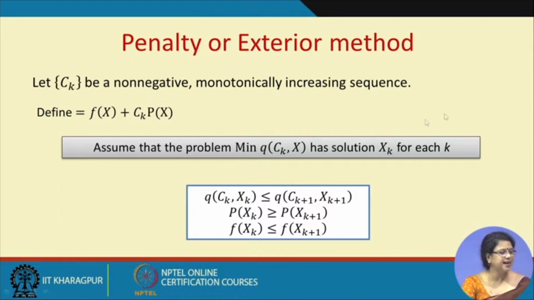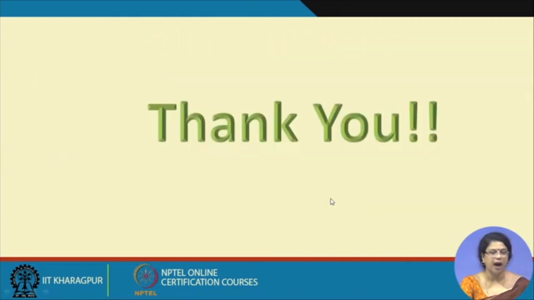There are certain other properties also for the exterior penalty function method: the q values are always increasing, the p values are always decreasing, whereas the f value is getting better. We have to prove this fact, and I will prove it in the next class.